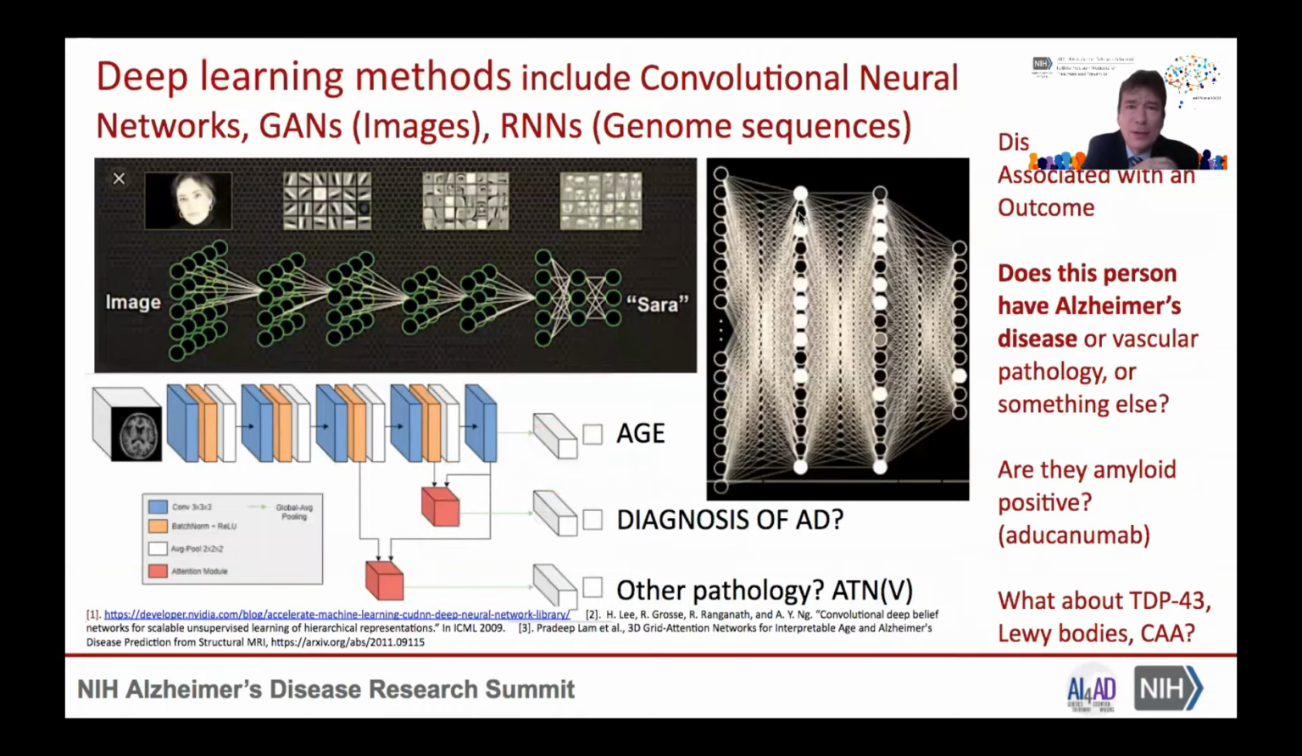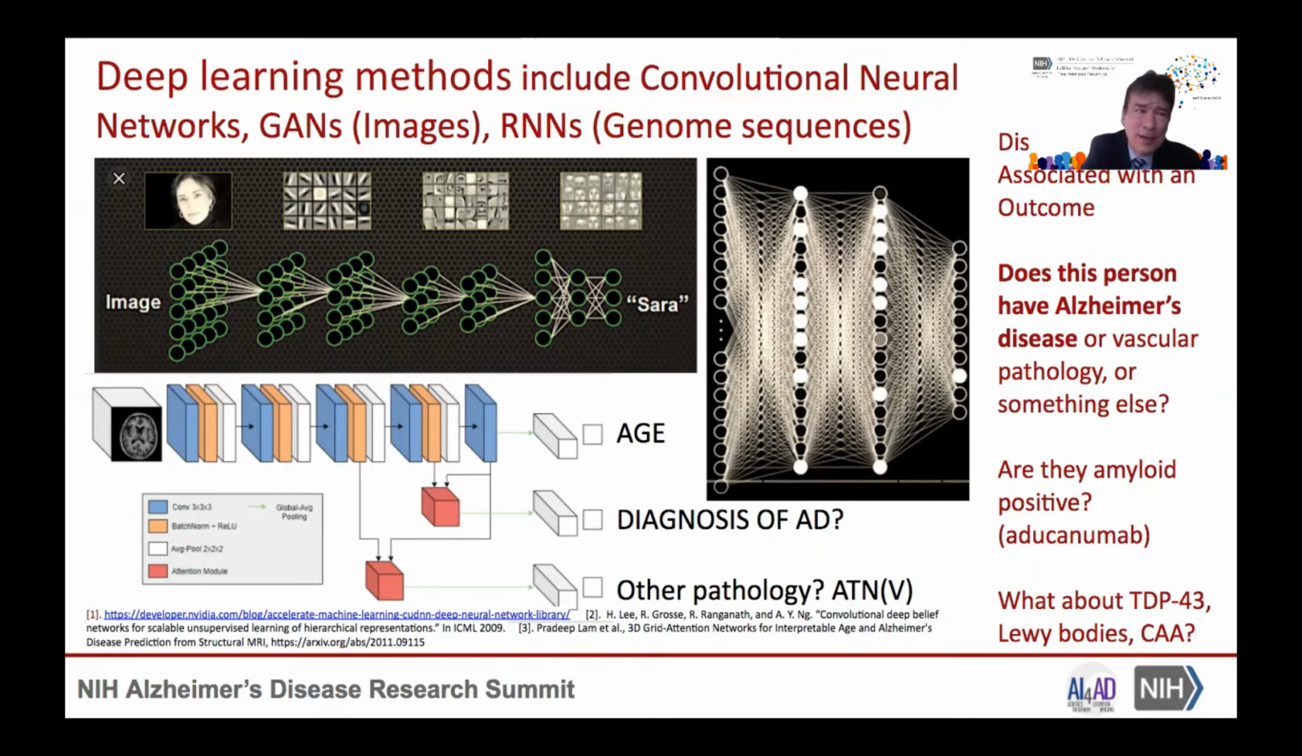Deep learning methods include convolutional neural networks, generative adversarial networks, often used with images, recurrent neural networks, often used with genome sequences. And as you can see on the top left, they often read in a certain image, in this case of a face, and they're asked to decide who it is. In this case, it's a person called Sarah, by distilling successively more abstract features, low-level features that are then built into high-level features that then eventually help the neural network decide who it is.